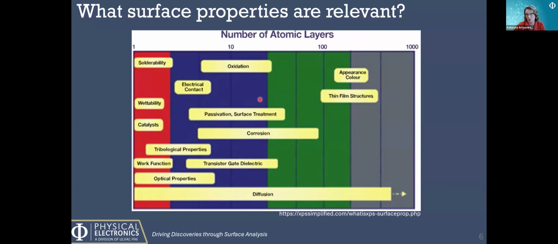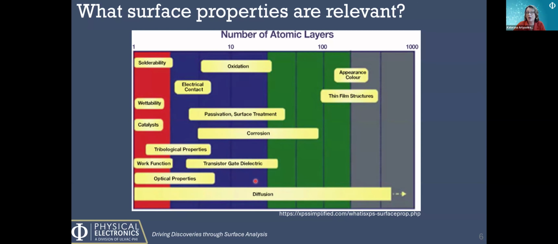When we speak about the surface, what does that physically mean? There are a number of atomic layers that define different types of properties. For example, the very top layer affects wettability, catalysis, electronic properties such as work function, and optical properties. A much larger number of layers can define the whole thin film structure. You can imagine multi-layer thin film structures that are much thicker than one atomic layer, and the properties and performance of those devices are defined by more than one atomic layer. And there are some properties in between: corrosion, passivation, oxidation, diffusion.